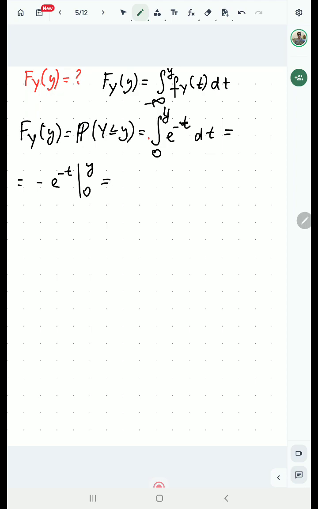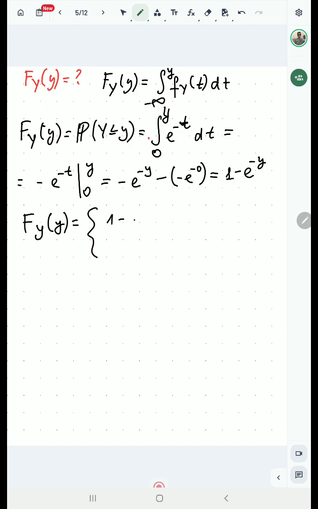If you evaluate it at y, you're going to receive e to the power minus y, minus, and now if you evaluate the integral at the lower bound, you're going to receive minus e to the power minus 0. That gives you 1. So you get positive 1 minus e to the power minus y, and that is the CDF. So we can say that the CDF of y is nothing but 1 minus e to the power minus y, given y is between 0 and positive infinity, and 0 elsewhere. Okay, that is one way.